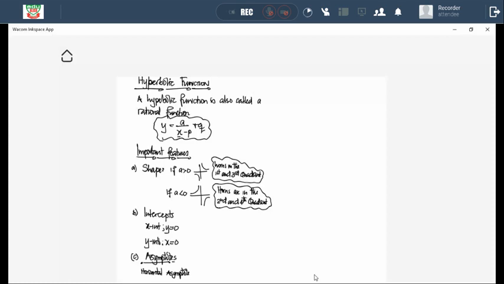And the horizontal asymptote, what is an asymptote? An asymptote is a line that the graph approaches but does not touch. It will get as close as possible. The graph will get closer and closer to that line, but it will not touch that line. We call that line an asymptote, or where the graph is undefined, to be technical.